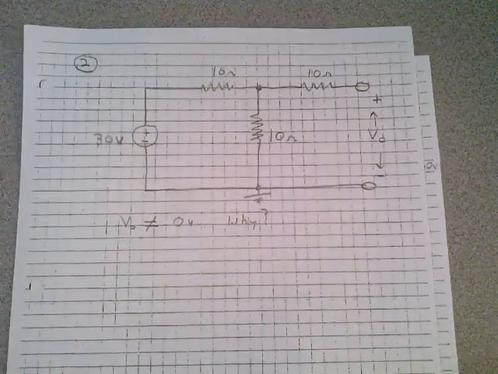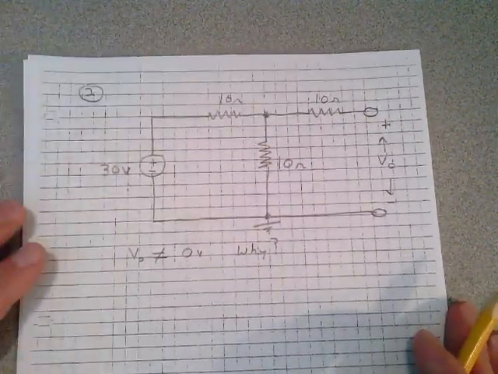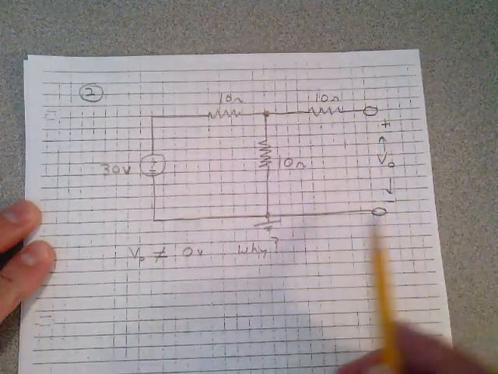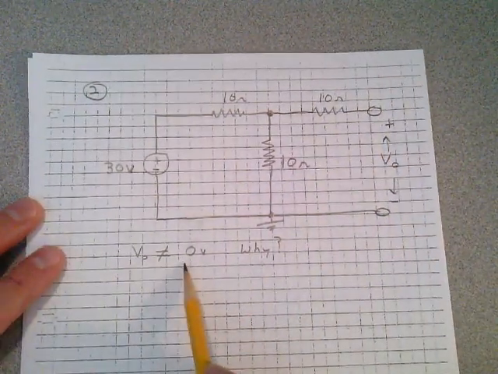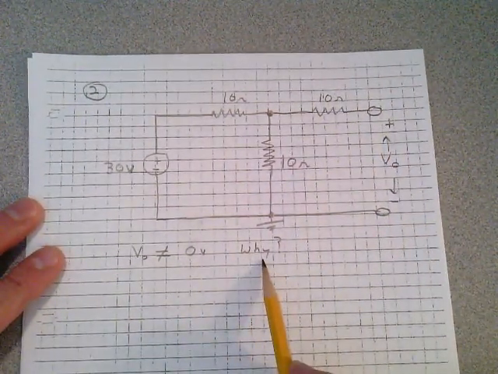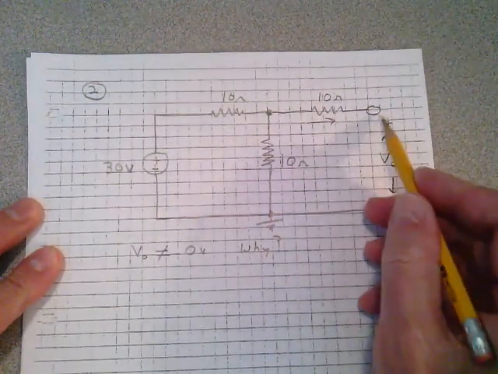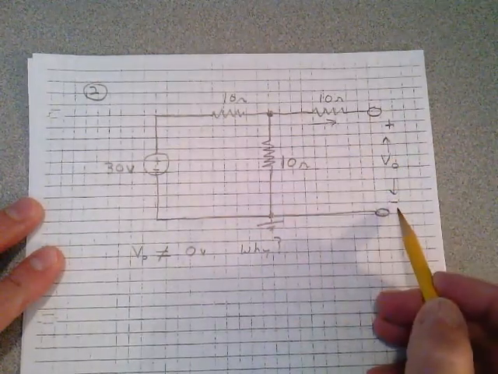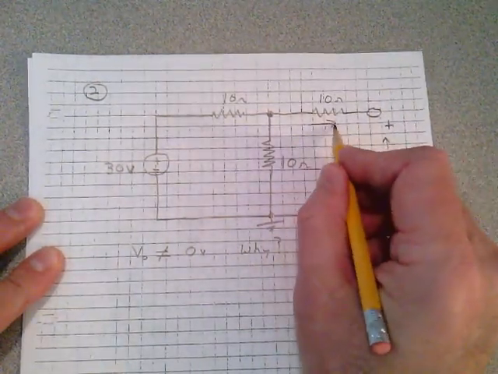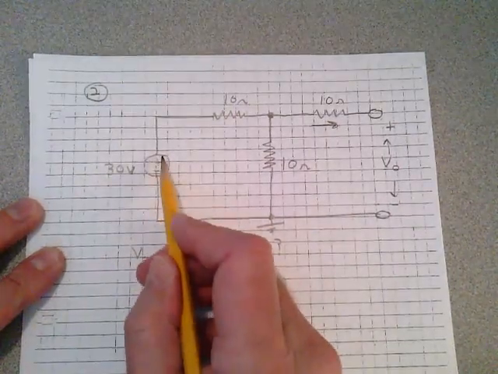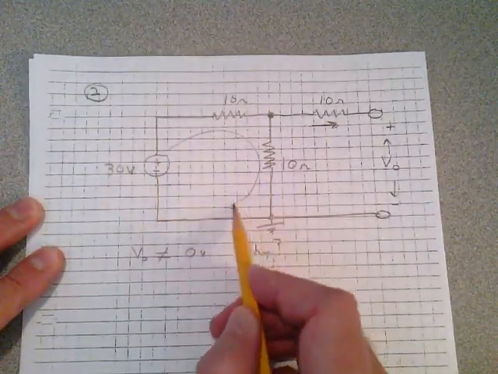Problem number 2. Again, in problem number 2, the voltage out here is not 0 volts. Why? Well, if you take a look, no current can flow at this point right here because that's an open circuit. We don't have a resistor there. So the current flowing through this 10 ohm resistor is 0. So the current from this 30 volt source just flows in that loop right there.